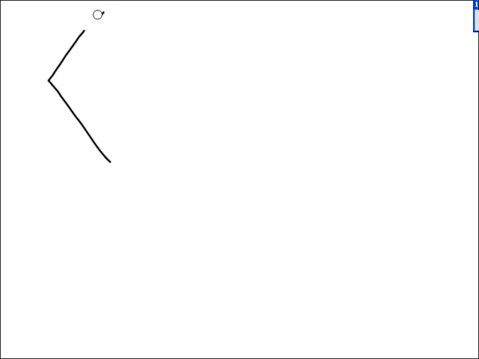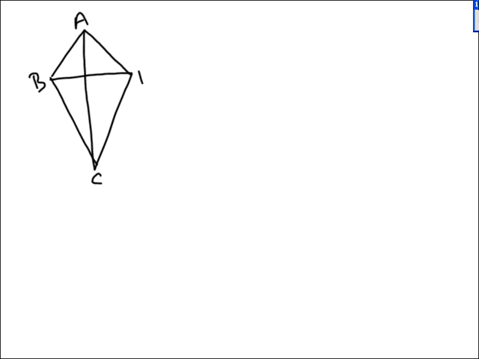let's draw it a little bit better. If you have a picture like this, and it's labeled A, B, C, D, and point E in the middle, and you're given the following. You are given that AB and AD are equal. AB and AD are equal in lengths.